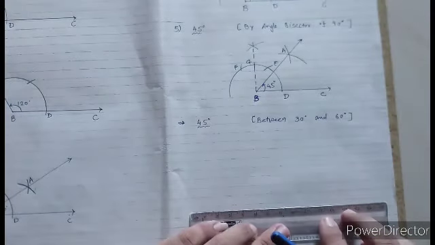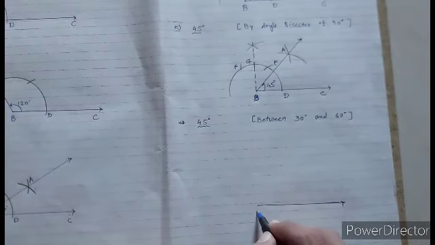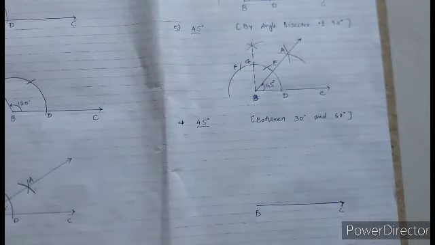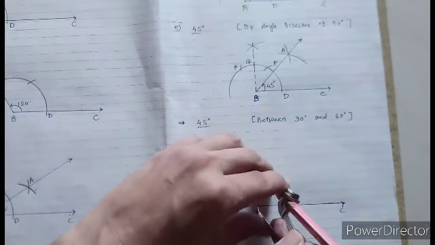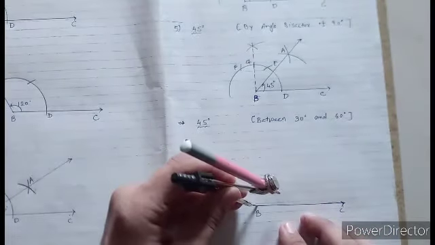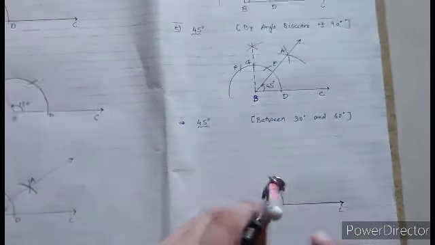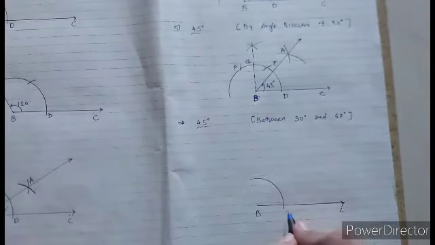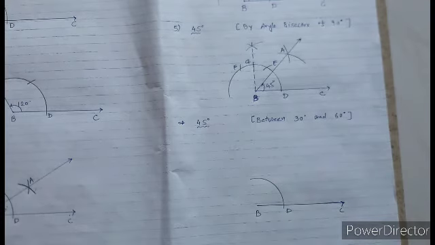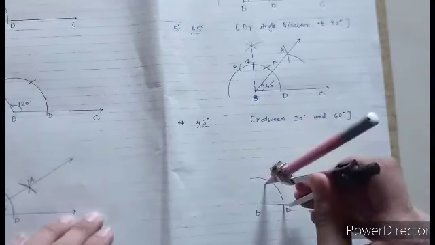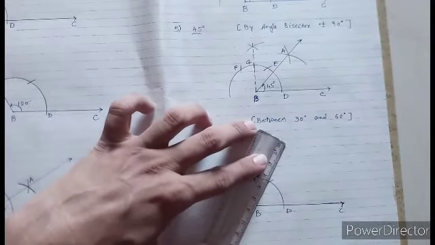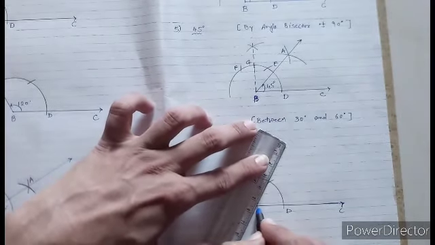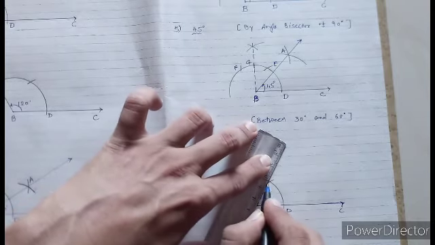We will draw a horizontal line, ray BC. Now we have to form a 60 degree angle and a 30 degree angle on it. For that, an arbitrary radius and B as center. This point of intersection is D. Now from point D, with the same radius, we make an arc. This is the reference arc for the 60 degree angle. So I have formed a reference arc for the 60 degree angle like this.